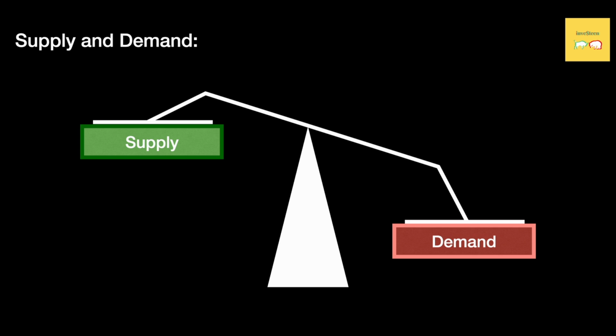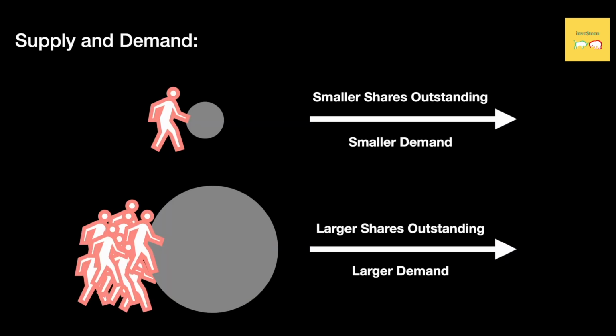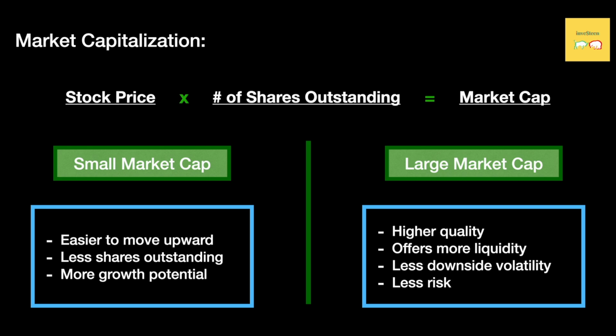Now, on the other hand, way more buying power will be needed to move the price of a stock with a larger number of shares outstanding. Think of it like this. A small boulder can be moved so easily by just one person. But with the boulder 10 times the size, 10 times the number of people will be needed to move the boulder the same distance.